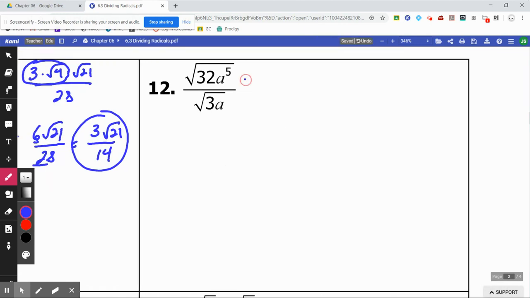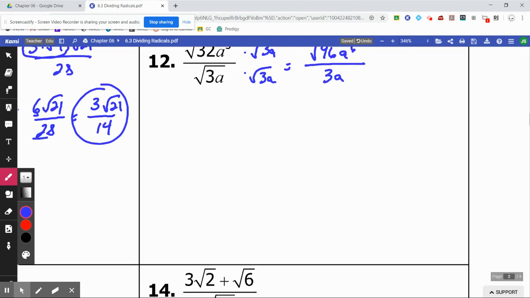Top and bottom, we're multiplying by root 3a. So times root 3a and times root 3a. On bottom, it simply removes the radical symbol. On top, I now have the square root of 32 times 3, which is 96. You can multiply the stuff under the radicals, a to the 6th.